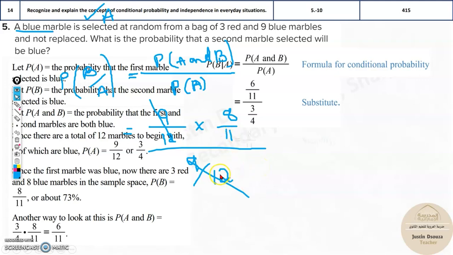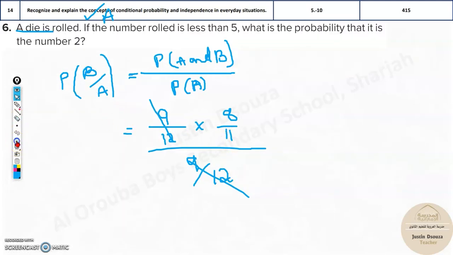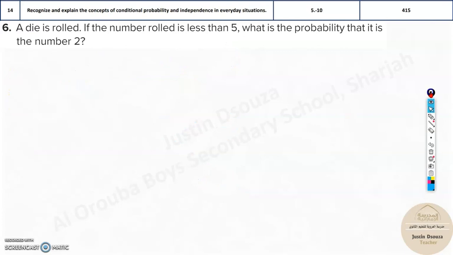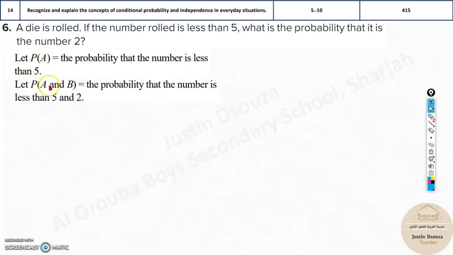Okay, we will see another problem over here. Let's do this quickly. The concept is just the same. A die is rolled. If the number rolled is less than 5, what is the probability that it is number 2? Okay, probability of A. The condition is a die is rolled and it is less than 5. This is the first condition, P of A. Okay. What is P of A and B?